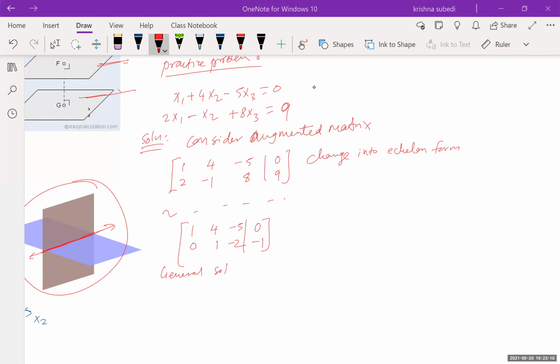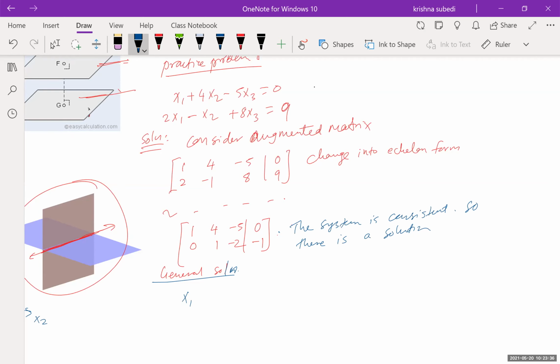So notice that this is a consistent system, right? The system is consistent. Therefore, the system is consistent, so there is a solution. Now we want to find the general solution here. Okay, let us find the general solution.